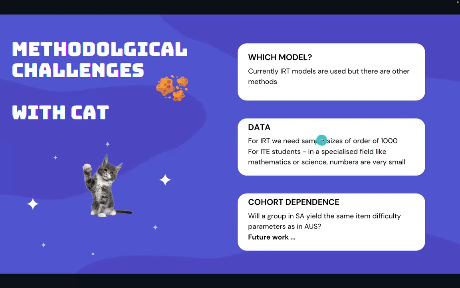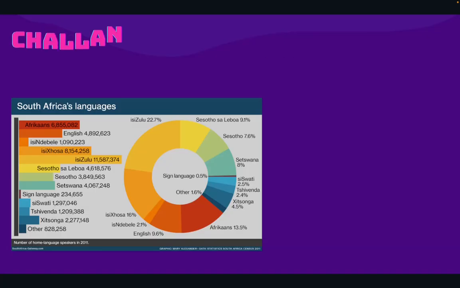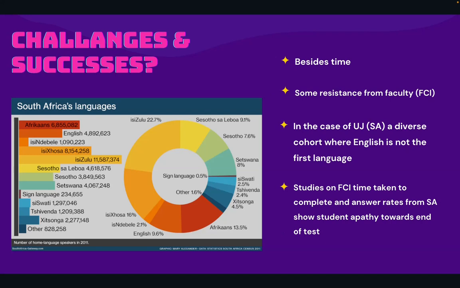For ITE students in a specialized field like mathematics and science, particularly in the primary age scene, the numbers are very small as well. And another interesting question that leads into future work is, is there a cohort dependence? So, for example, if we do a study of, say, 500 to 1,000 students in South Africa from a given cohort in, say, applied mathematics, would that be the same as a cohort similarly in Australia?